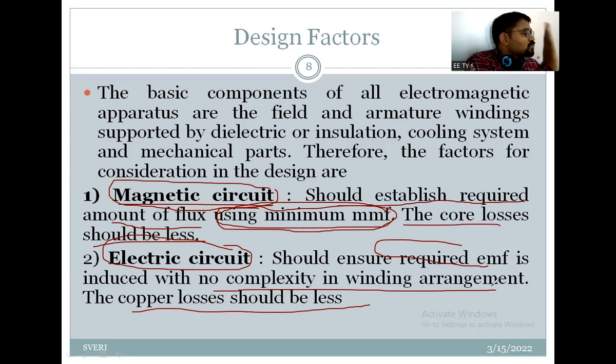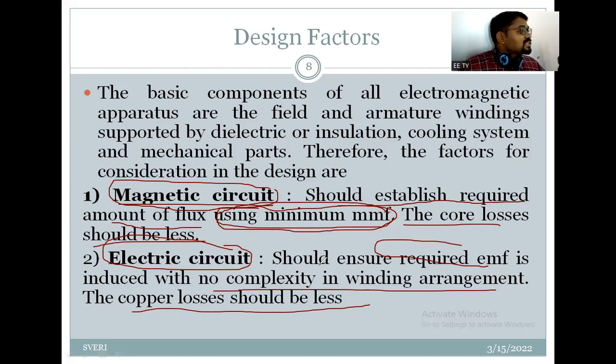Okay, so there should be no complexity of winding arrangement, just a simple winding arrangement. Whenever we study the next chapter, that time you will understand. But here what you need to consider is that whenever we consider the electric circuit, as far as the design of an electrical machine is concerned, there should be generation of the required amount of EMF. Then and only then can we consider that design a good design.